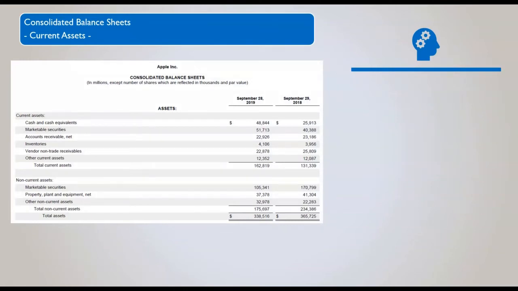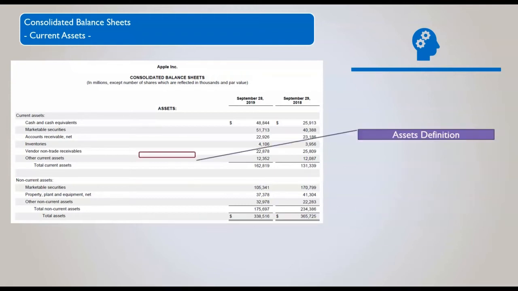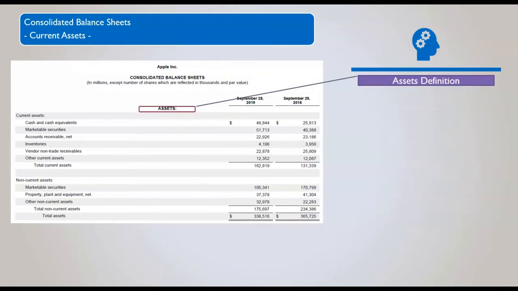This is an excerpt of the consolidated balance sheet, but only focusing on the assets section. So what is an asset? An asset is a resource with economic value that a company owns or controls with the expectation that it will provide a future benefit. A future benefit can be thought of as something that will generate future cash flows or reduce expenses in the future. In Apple's case, we can see that the largest assets on its balance sheet include its marketable securities.